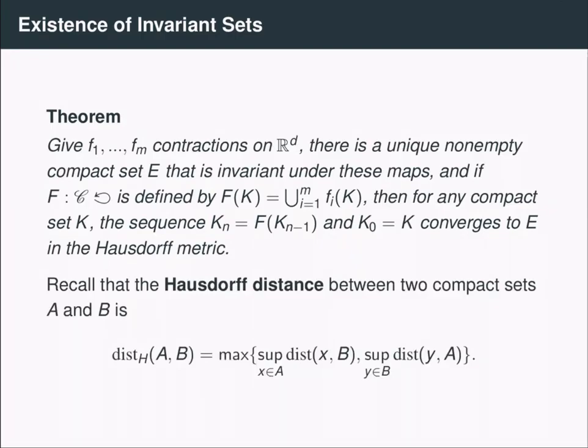So if you haven't seen Hausdorff distance, recall that the Hausdorff distance between two compact sets A and B is defined to be the maximum of the largest distance that any point in A can be from B, and the largest distance that any point in B can be from A. So this is a good exercise in using the contraction mapping principle and working with Hausdorff distance.